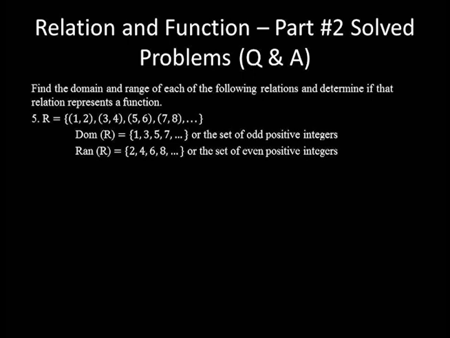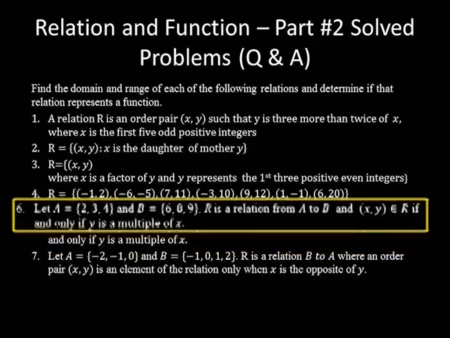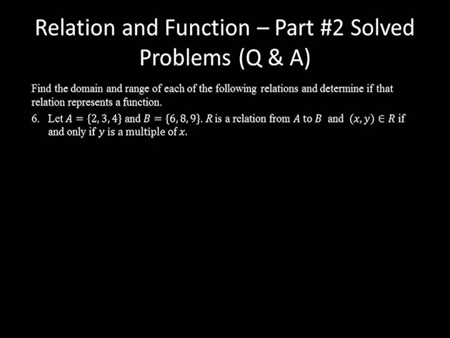In the given set of ordered pairs, one input pairs with only one output. Therefore, this relation represents a function because every odd positive integer pairs with the even positive integer next to it. Question number 6. Let A equal a set containing these 3 elements and B equal a set containing these 3 elements. R is a relation from A to B and the ordered pair (x, y) is an element of R if and only if y is a multiple of x.